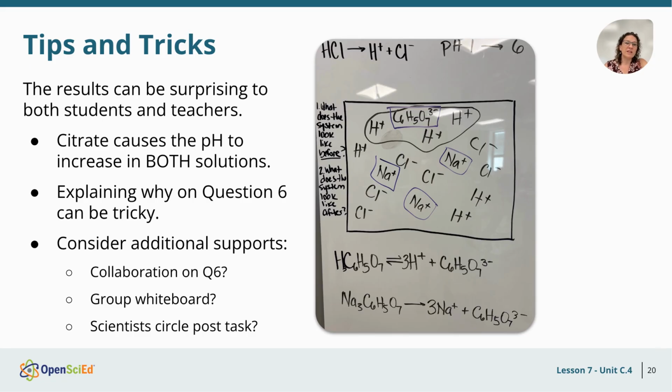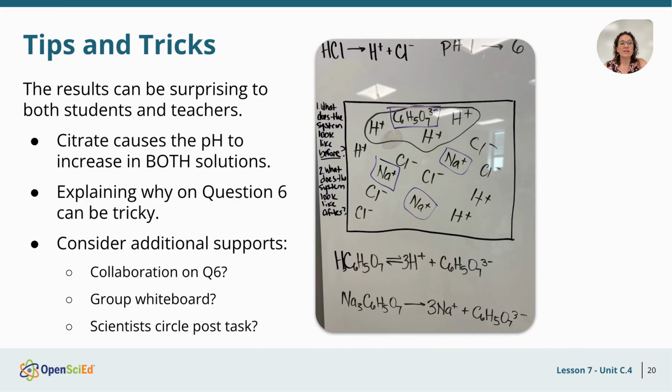For the results from this investigation, your students might be surprised. Coming out of Lesson 6, students have an understanding that adding a common ion to a reversible reaction can shift the reaction back toward the formation of reactants. With this, the students expect the citrate ions to cause an increase in the pH of the citric acid solution. But since citrate is not part of the hydrochloric solution, they expect the pH to stay the same. However, citrate causes a significant and unexpected swing in the hydrochloric solution as well.